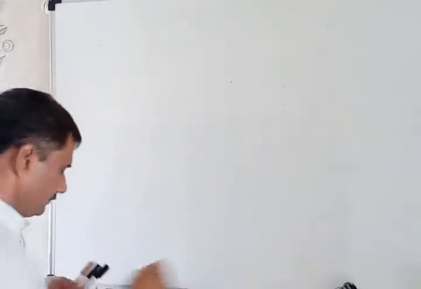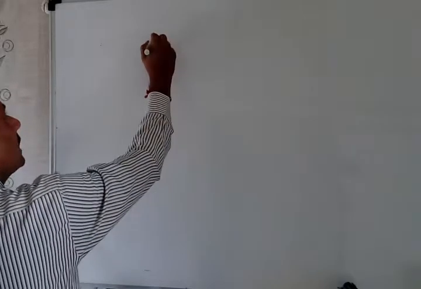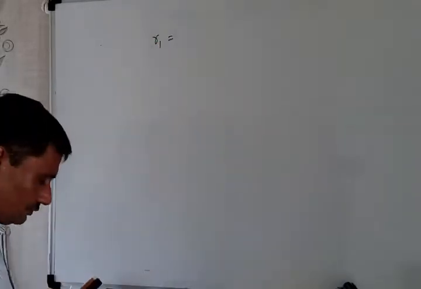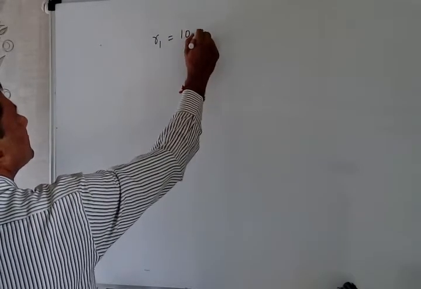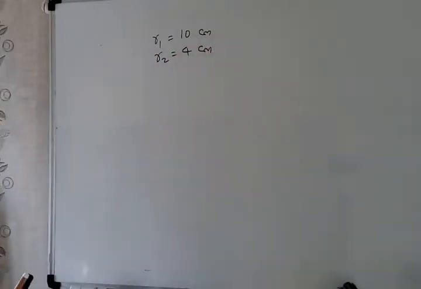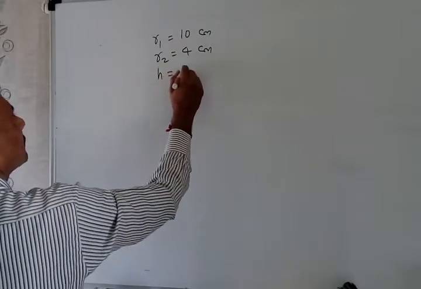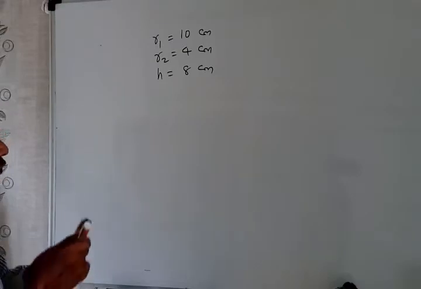Now I will give you one sum in which you have to find all the parameters required. So R1 is equal to 10 centimeter, R2 equal to 4 centimeter, height equal to 8 centimeter. So these three parameters are given: R1 10, R2 4, height 8. L is not given. But what do you have to find?